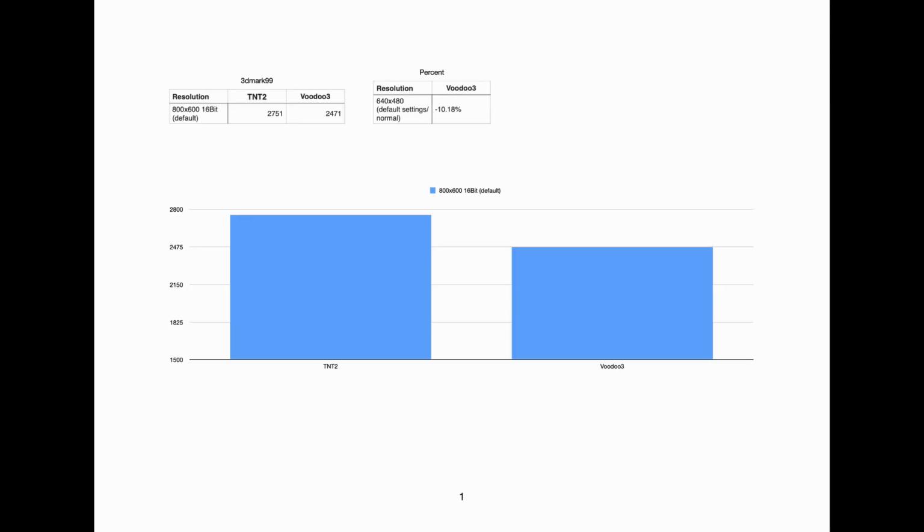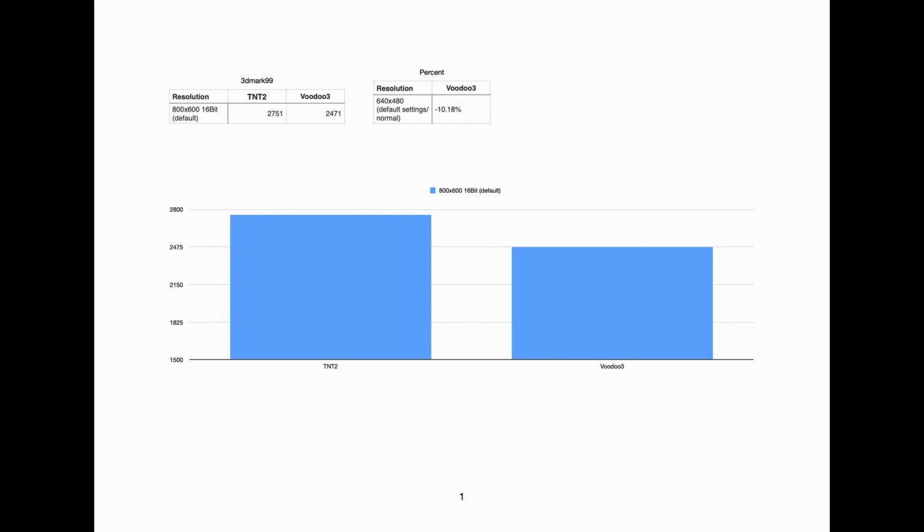Let's jump on to our first Direct 3D test with 3D Mark 99. And here we can actually see that the Voodoo 3 is 10% slower than the TNT2. Now, the TNT2 always had very good Direct 3D drivers, and so I suspect that's partly in play here. But it is interesting to see that the roles have reversed, and in this benchmark, the TNT2 is 10% faster.